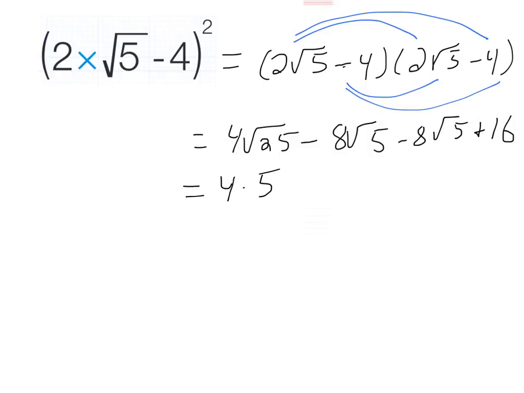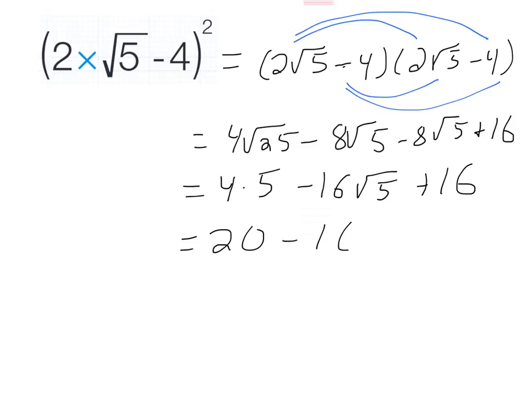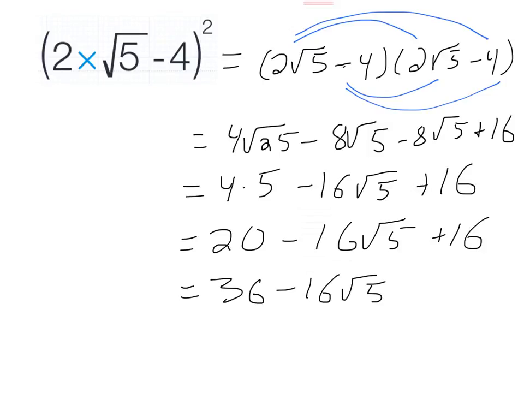I have like terms in the middle here. They're both square root of 5. Now they're both negative, so they're not going to cancel out. It's going to become a larger negative, minus 16 square root of 5, and then plus 16. Multiply out the 4 times 5. And then the 20 and 16 can be added together to give me 36 minus 16 square root of 5. And that's the answer that I need.